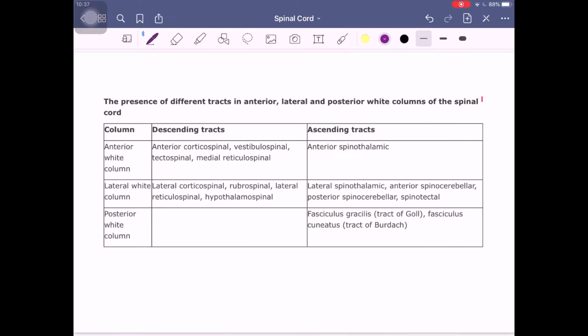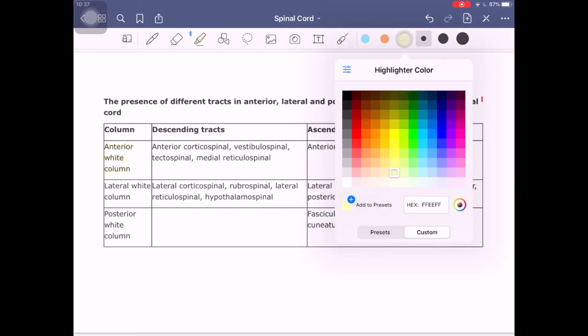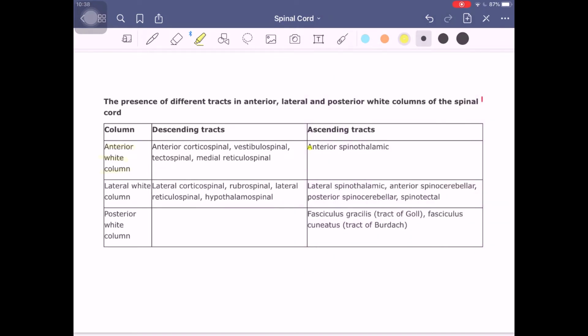Now I already told you the tracts. So now we are looking at the ascending tracts. We know the tracts are present in all three columns we have. In your anterior white column you have the ascending tract spinothalamic. Similarly, in your lateral white column you have the lateral spinothalamic, anterior spinocerebellar, posterior spinocerebellar, and spinotectal. Whereas in your posterior white column you have the dorsal column pathway, that is your fasciculus gracilis, also called tract of Goll, and fasciculus cuneatus, also called tract of Burdach.